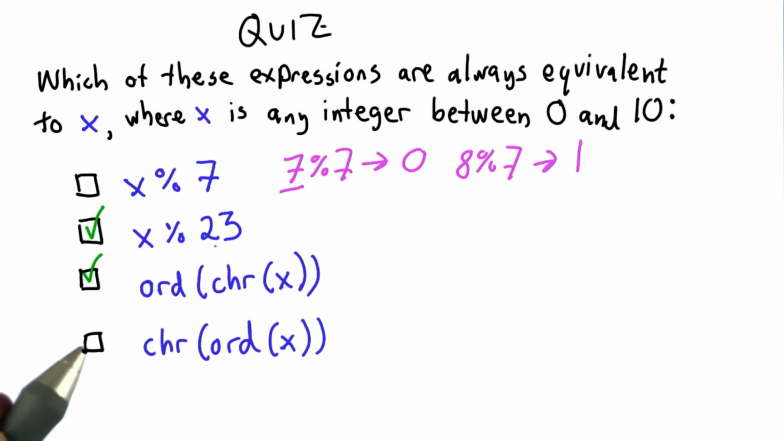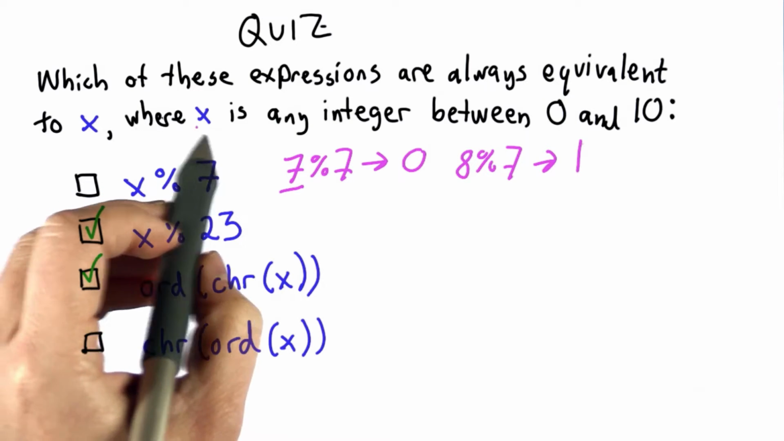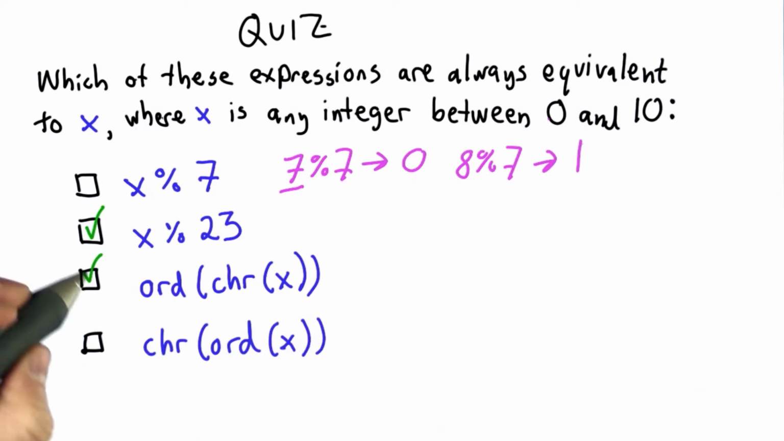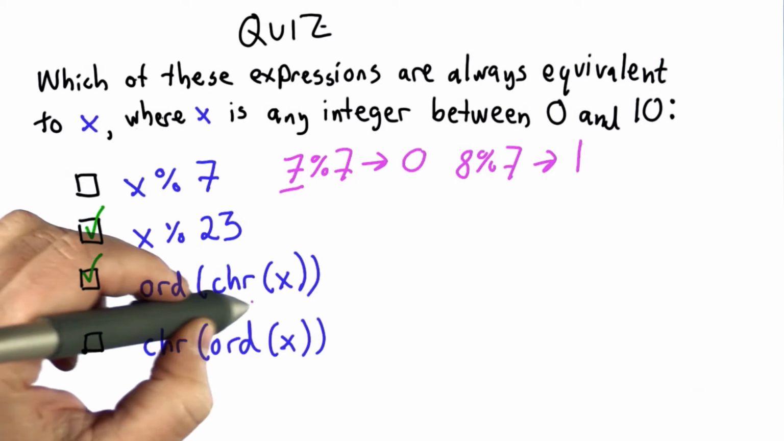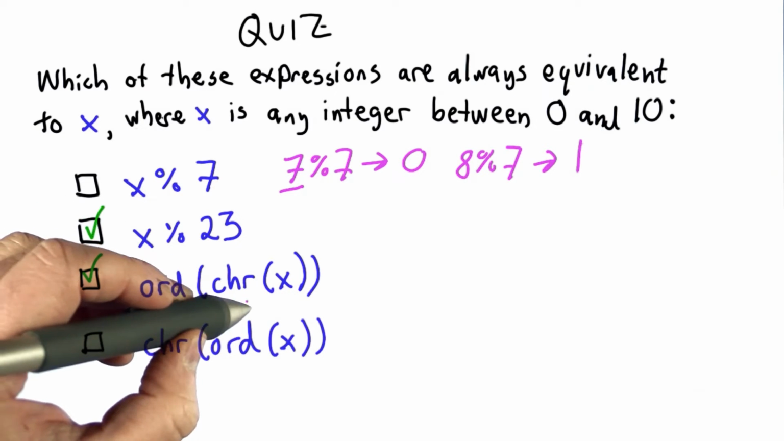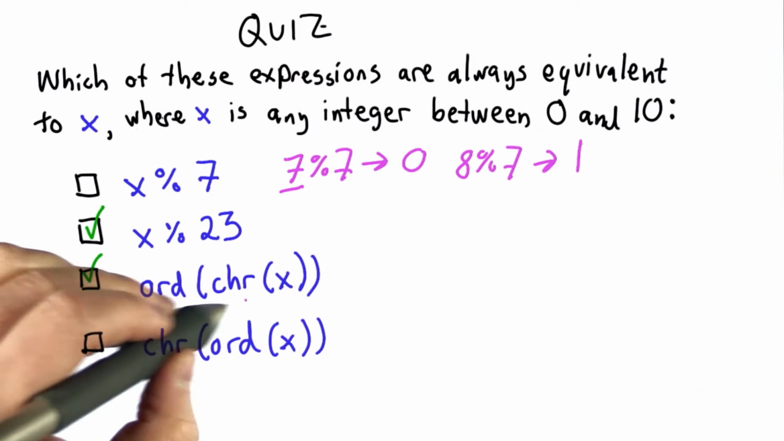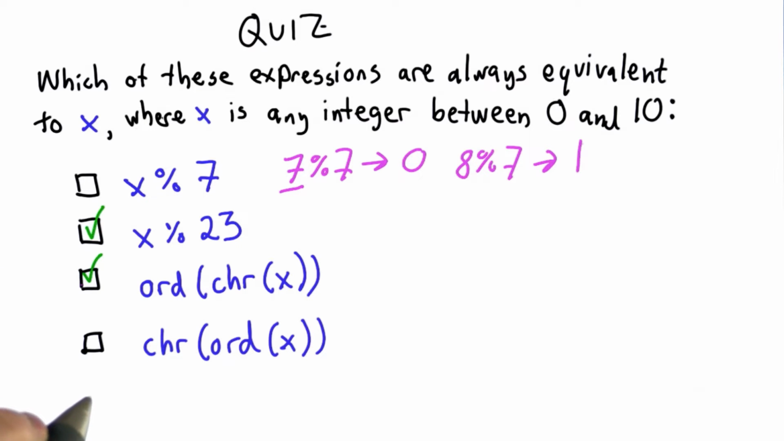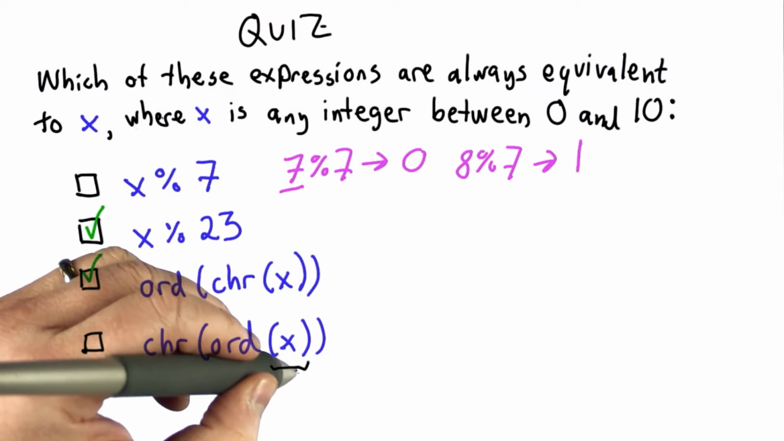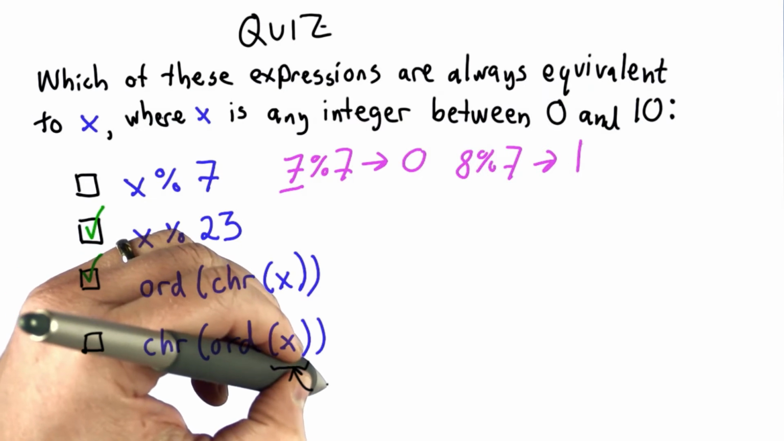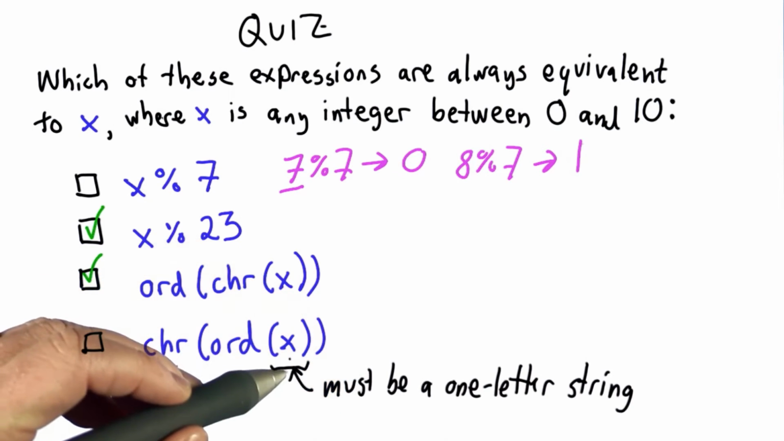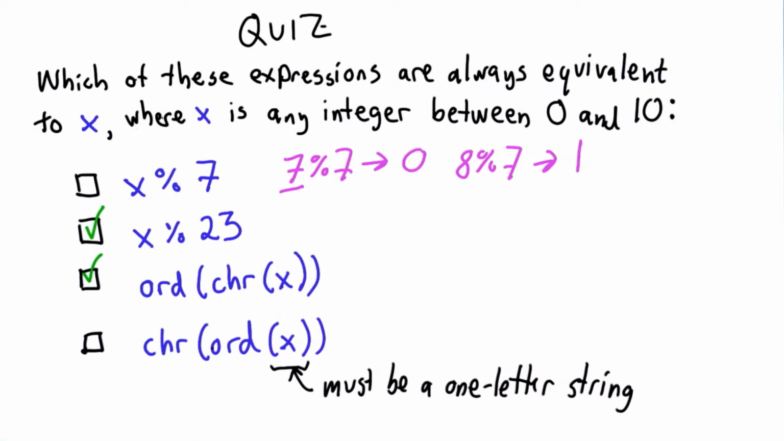When the modulo is greater than the possible value of x, and we said x could be only between 0 and 10, well then the result is always the same as x. The third question, when we map x to its character value, and then we take the order of that, well, char and ord are inverses, so that's equivalent. You would think that would work in the other direction, and the reason it doesn't is because the input to ord must be a one-letter string. If the input's not a single character, then ord produces an error.